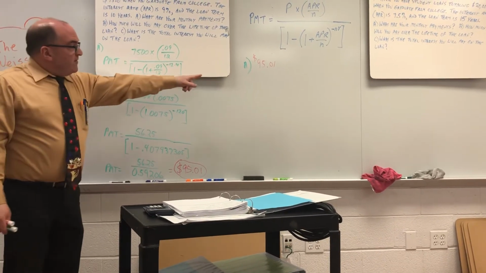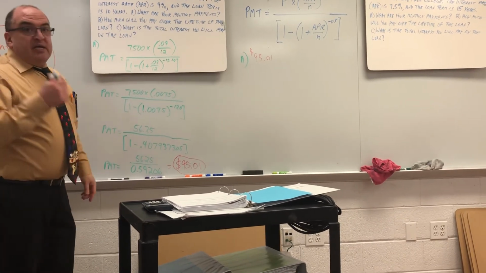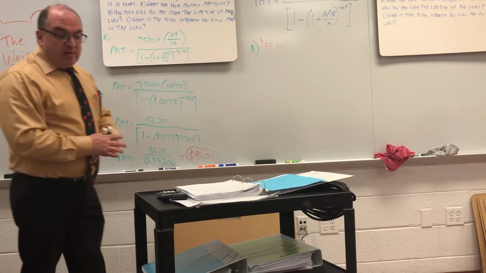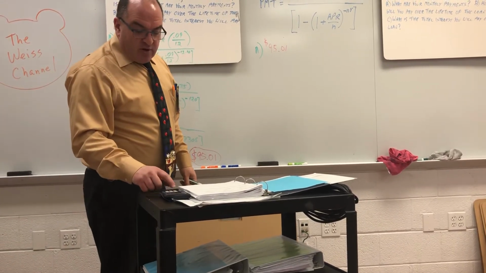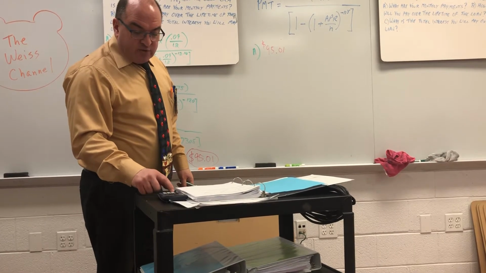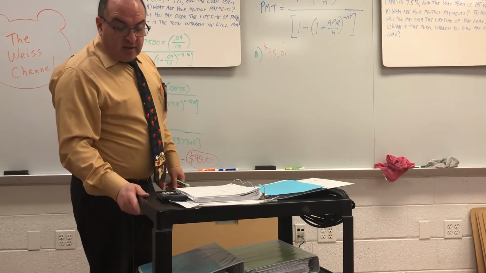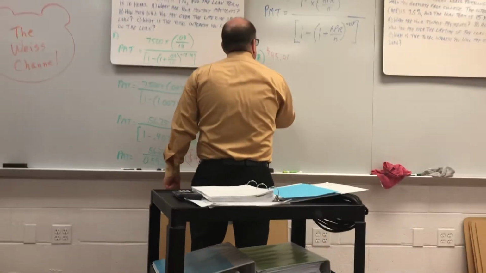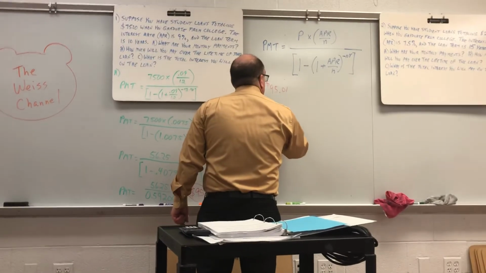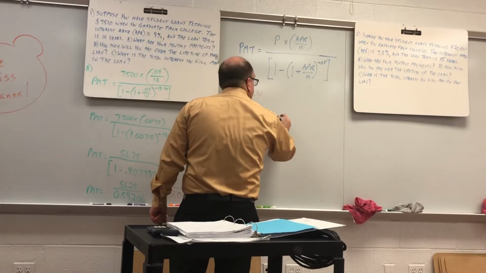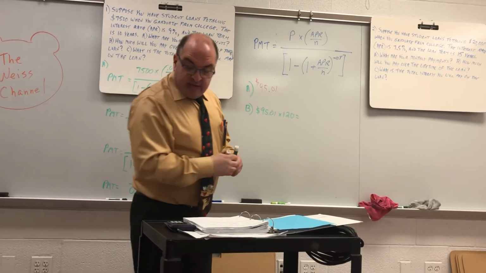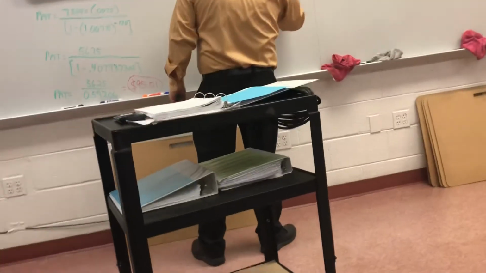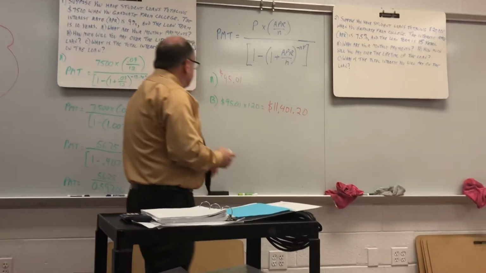Now, if you're paying over 10 years, how much will you pay over the lifetime of the loan? You'll pay $95.01, 12 months times 10 years, or times 120 months. So what is 95.01 times 120 months? That's 11,401. So B is 95.01 times 120, which is 11,401 and 20 cents. Okay?